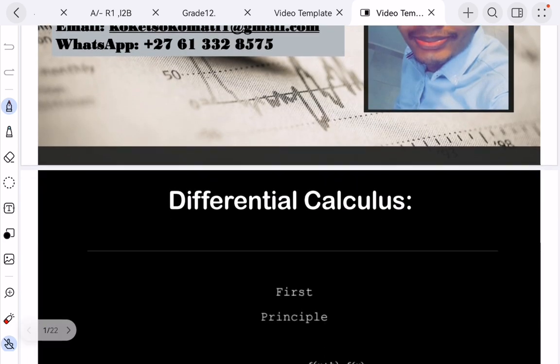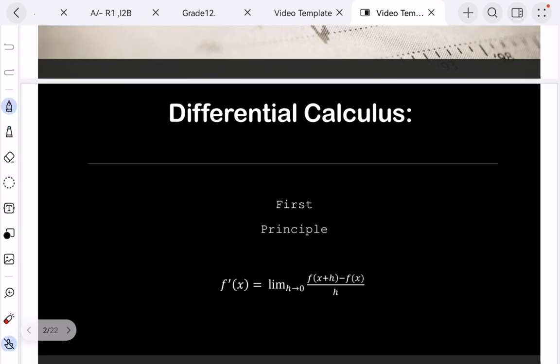Okay, so we are doing grade 12 calculus today, and the topic we are focusing on is first principle. And I'm sure you are familiar with that equation of first principle. This is the equation you have on your formula sheet for exam or your maths formula sheet.